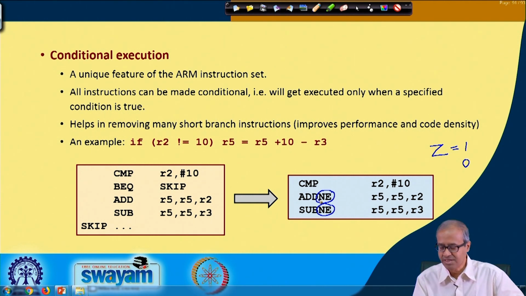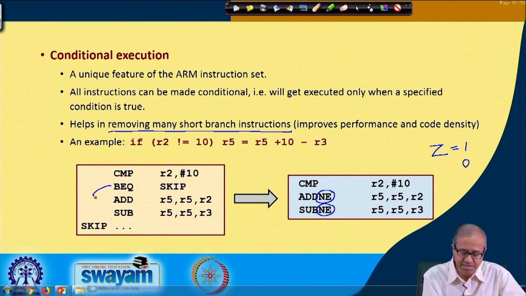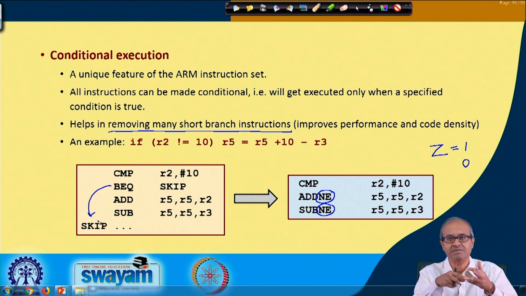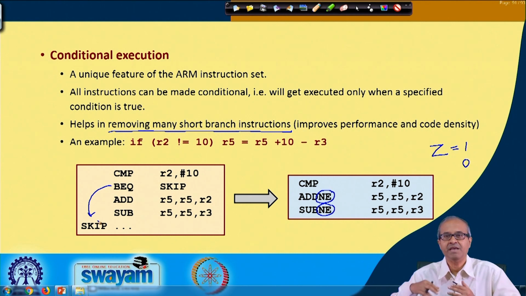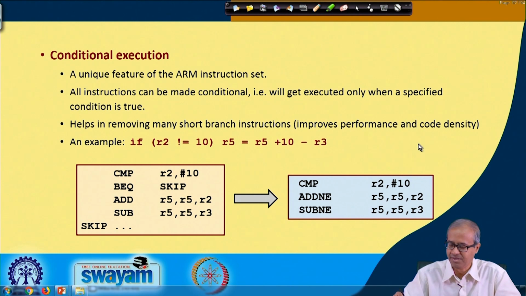So, these conditional variety of instructions, as you can see, help in avoiding one branch instruction. It is mentioned here, helps in removing many short branches. Short means you are branching over a very short distance, skipping a few instructions. So, in general code you will find many such instances. These conditional instructions can help in eliminating many such branch instructions, make your code shorter and more efficient, right. This is the main advantage.